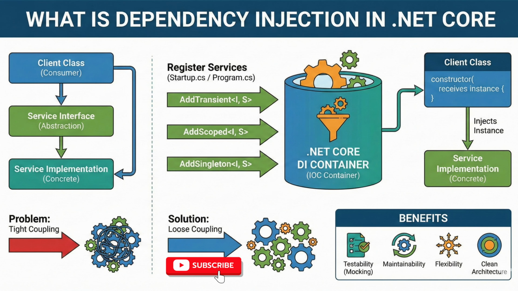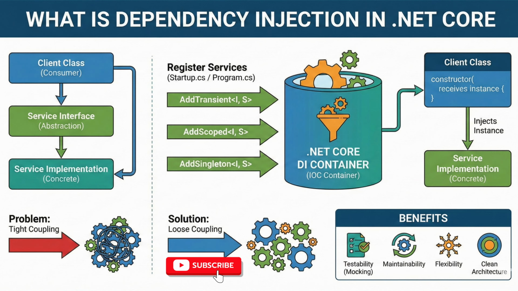Key components in DI. 1. Client class, consumer. The class that needs a service to perform its work. 2. Service interface, abstraction. Defines what the service does, not how it does it. 3. Service implementation, concrete. Provides the actual logic for the interface. 4. DI container, IoC container. Built into .NET Core, it creates service objects, manages their lifetimes, and injects them where needed.